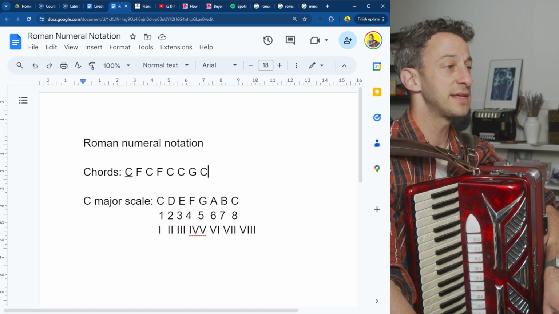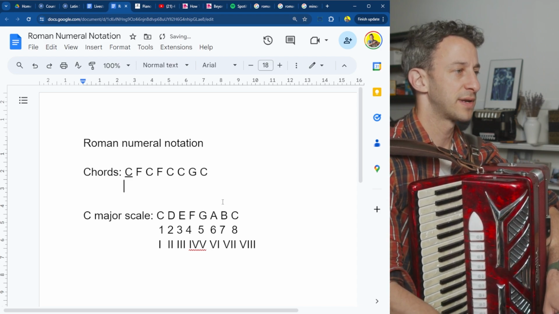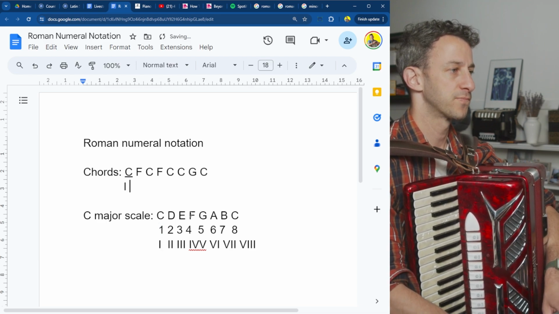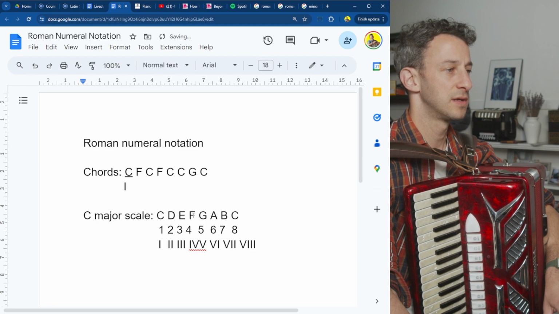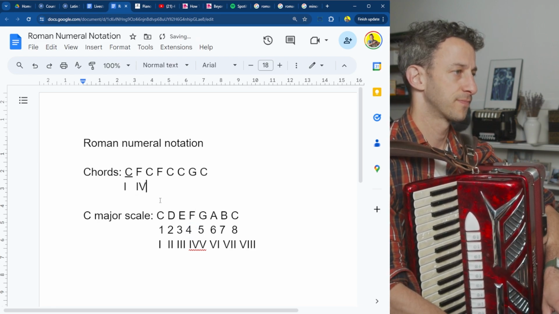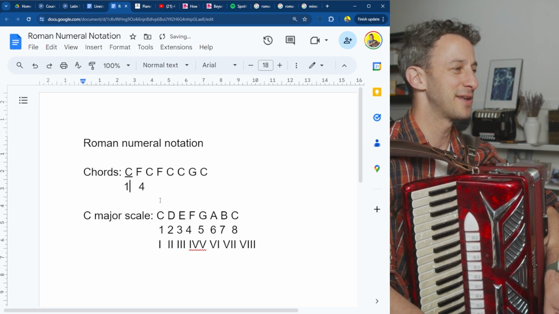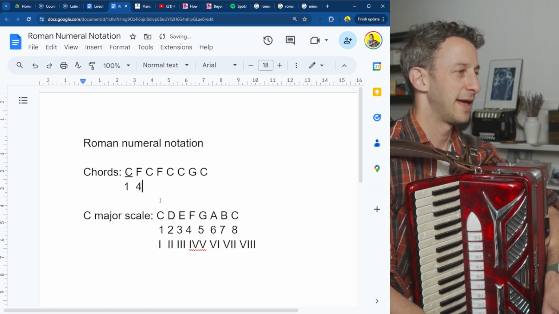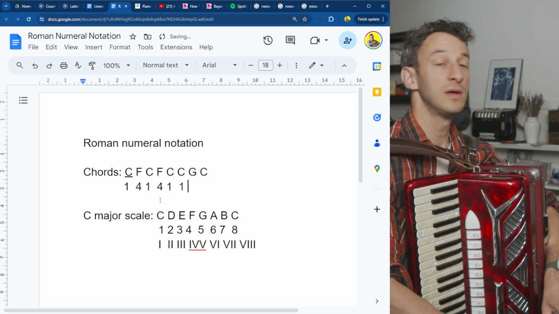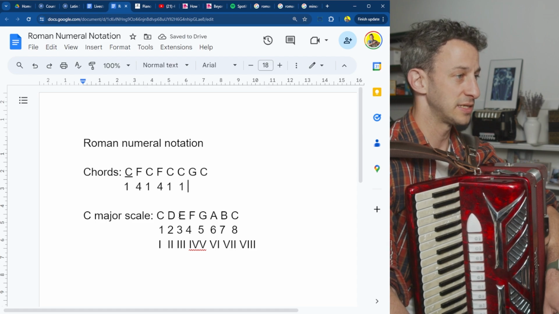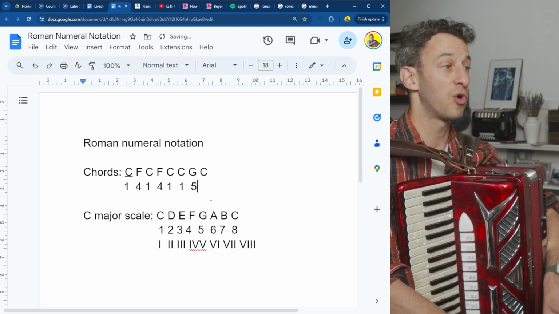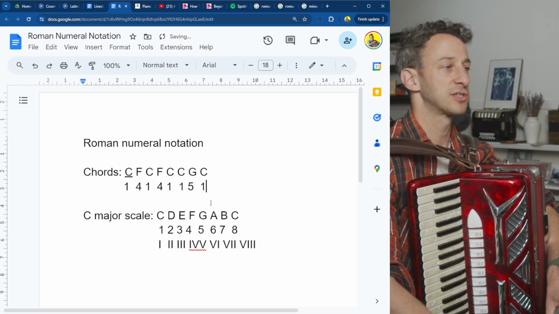Let's write down these chords of the song, but every time we see a C, we're going to write Roman numeral 1. Every time we see an F, we're going to write Roman numeral 4. Again, C is a 1. This is a 4. This is a 1. This is a 1. G: C, D, E, F, G, 1, 2, 3, 4, 5. G is the 5 chord. And C back to 1.